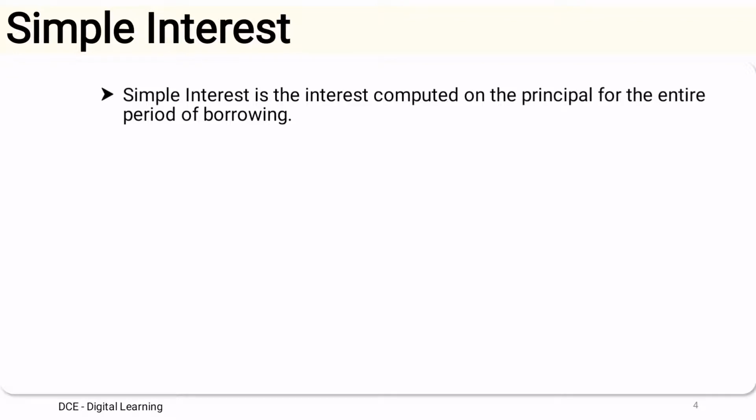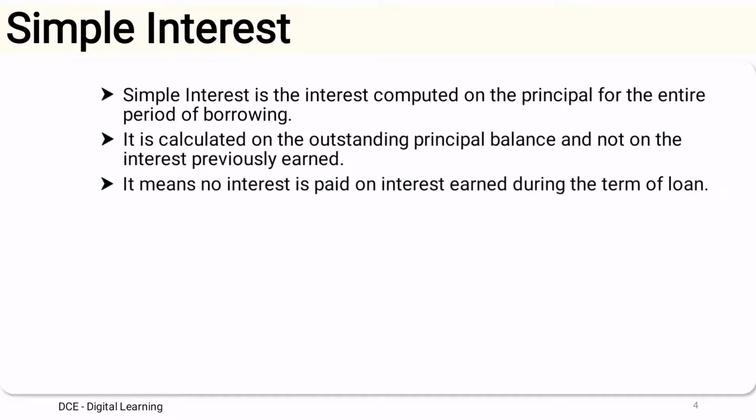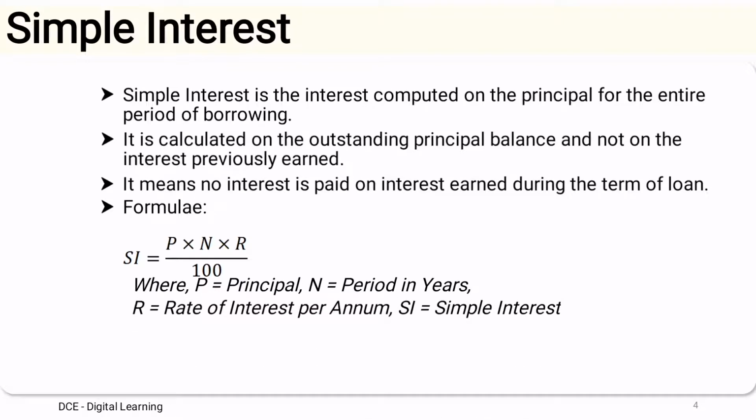Simple interest is the interest computed on the principal for the entire period of borrowing. It is calculated on the outstanding principal balance and not on the interest previously earned. It means no interest is paid on interest earned during the term of the loan. The formula to compute simple interest is SI equals P into N into R, where P is the principal.